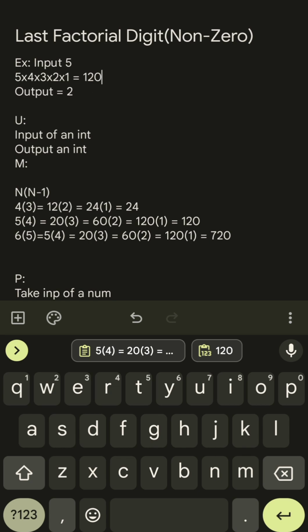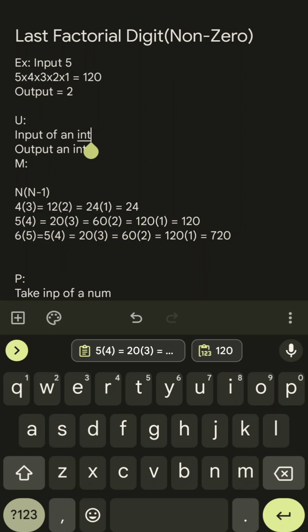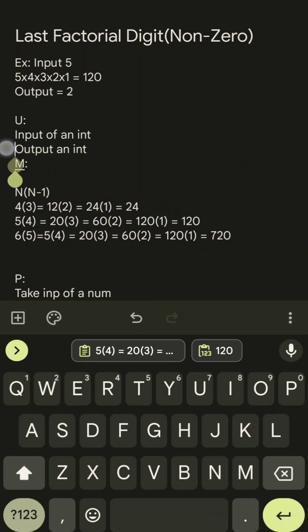I'm going to be going through 3 more examples after that, but for right now, that's how we're going. So in the understanding portion, building onto the previous example, again, we are taking an input of an integer as well as outputting an integer.